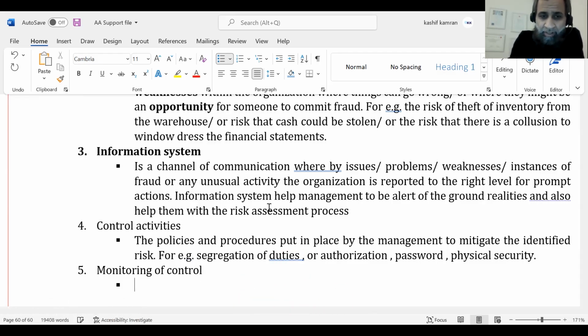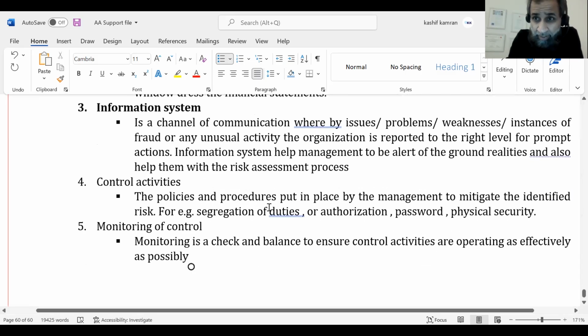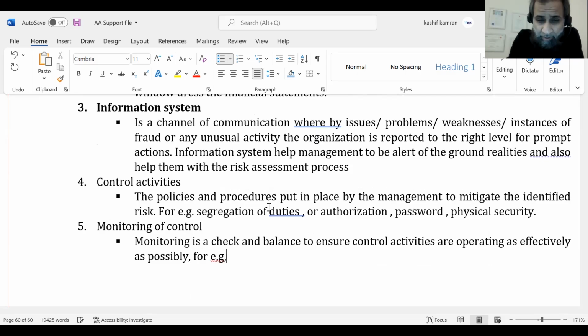Monitoring of control. Now, obviously, whether the policies are being followed, you need to have a check and balance. So monitoring is a check and balance to ensure control activities are operating as effectively as possible. For example, the internal audit department is responsible for monitoring.